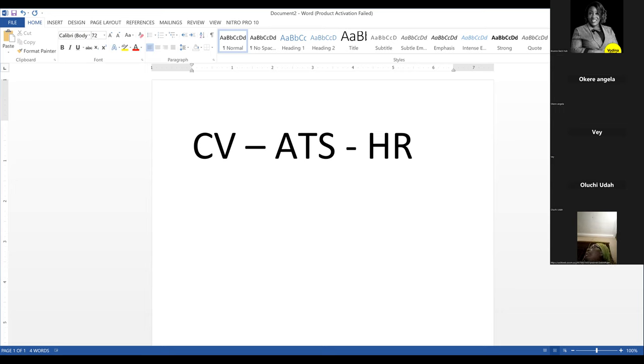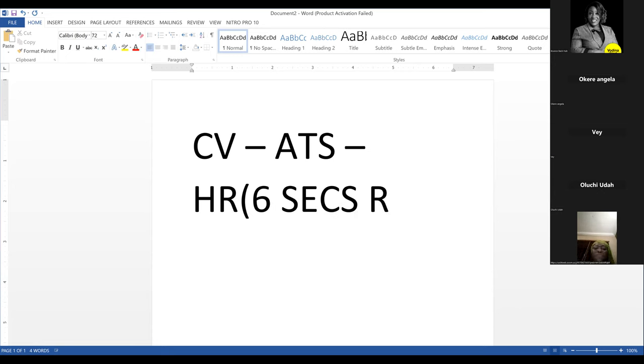The HR unit will receive your CV and apply what is called the 6 seconds rule. What is the 6 seconds rule? It simply means once I have received your application, once I've received your CV, in 6 seconds I should be able to find what I am looking for. In 6 seconds, there should be something catchy about your CV that applies to what the role is asking for. This is very important for you to understand while we are creating our CV.